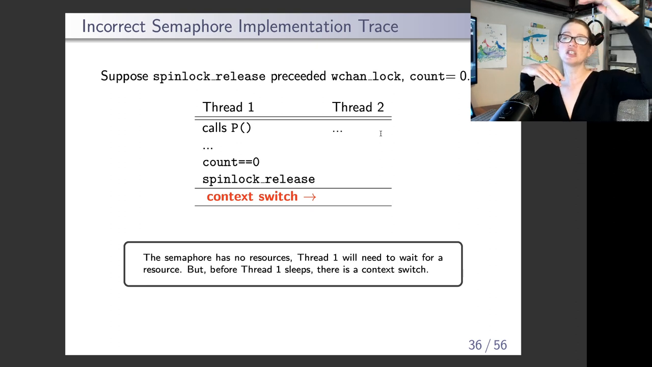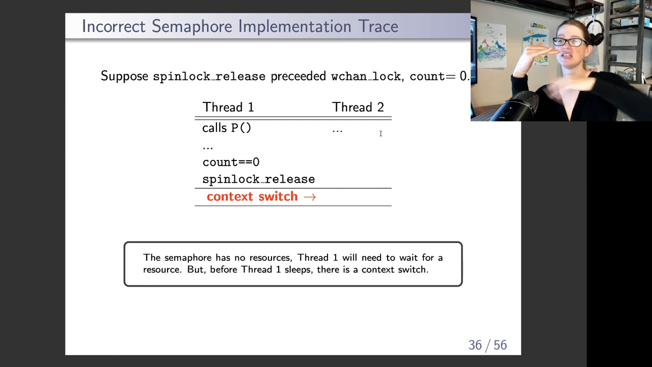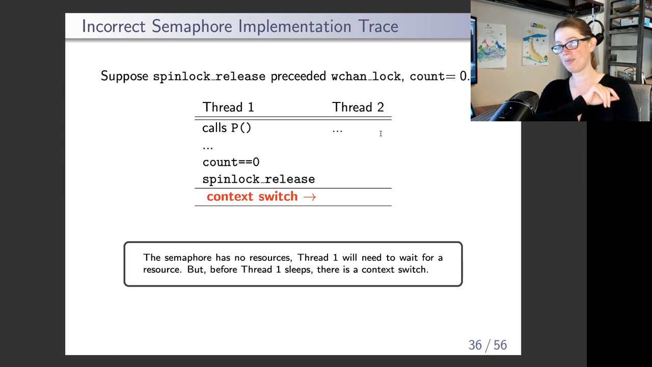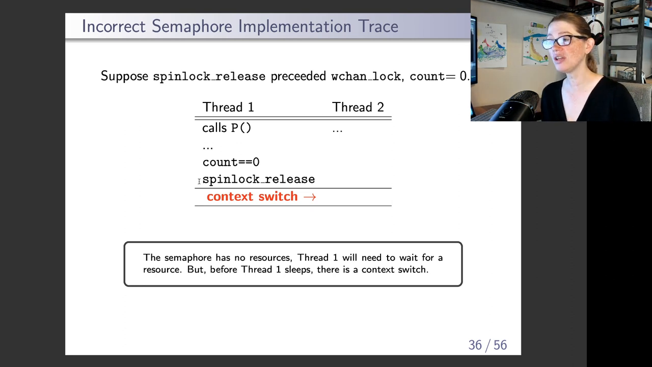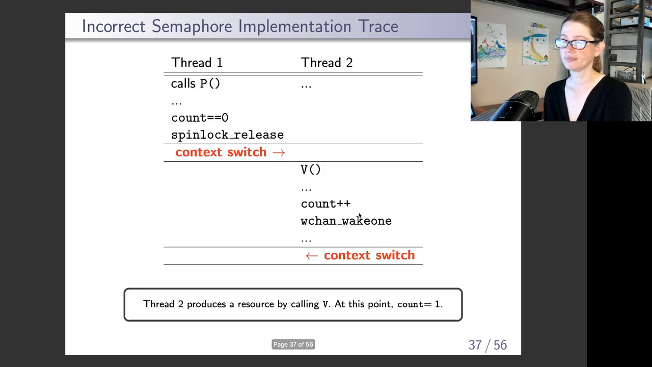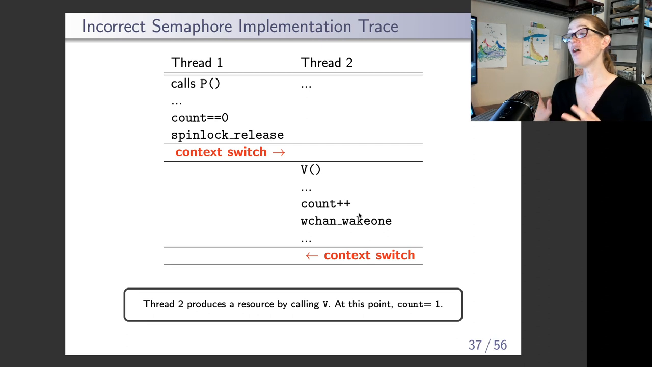So now it's going to go spin lock release, WCHAN lock, WCHAN sleep. And let's observe what happens when it is in that order. So we call spin lock release, because there are no resources available and I need to go to sleep. We call spin lock release, and interrupts are enabled, so we can be preempted here, so we get a context switch. Now, let's suppose that the second thread is the thread that is producing the resource.